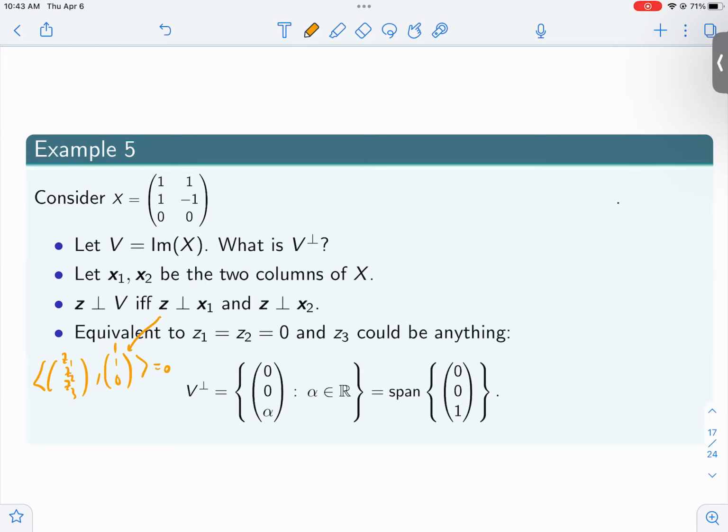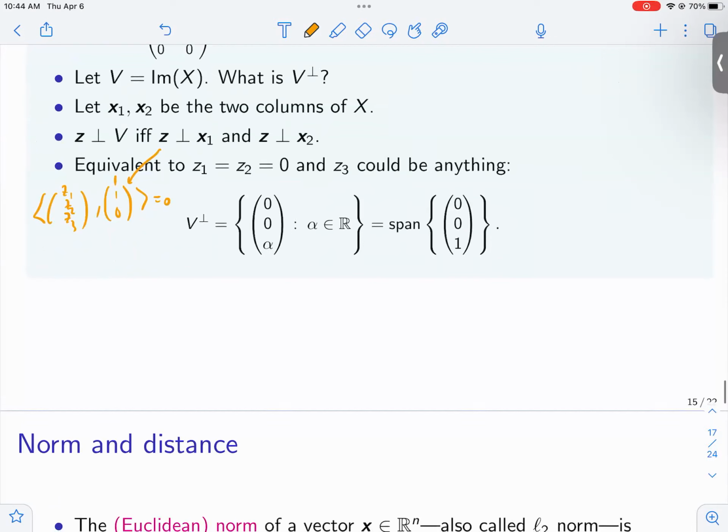So you solve the system, it forces Z1 equal to Z2 equal to zero, and Z3 is free. So that would be vectors that look like this, and it's just the span of this. And so this is just the Z-axis. It's a formal way of proving it. Okay.